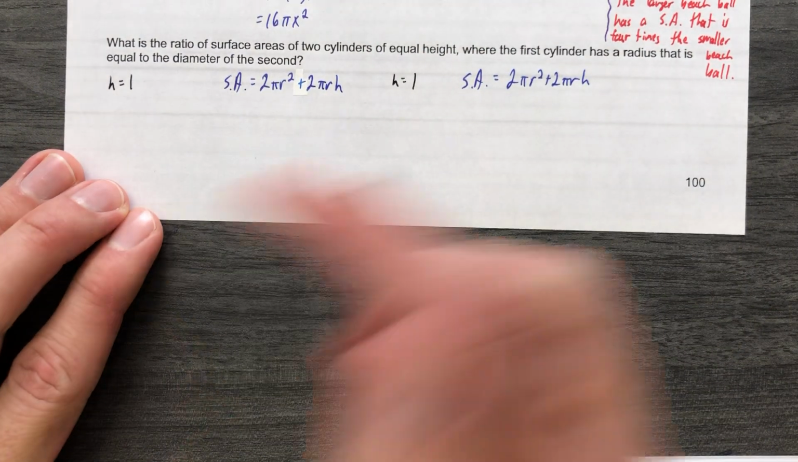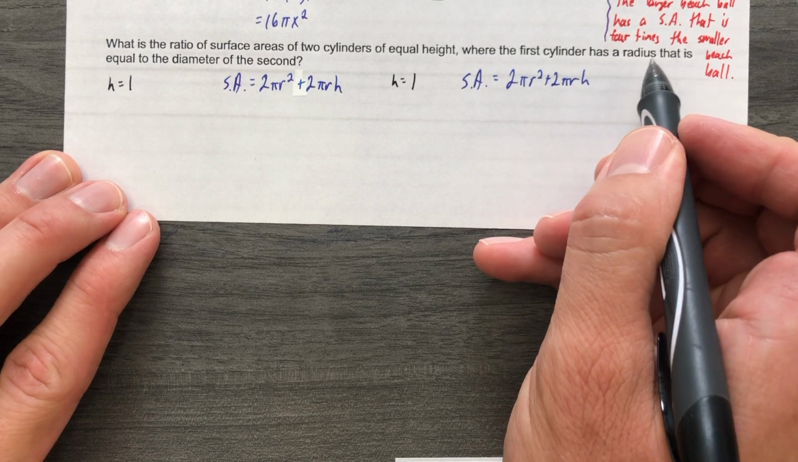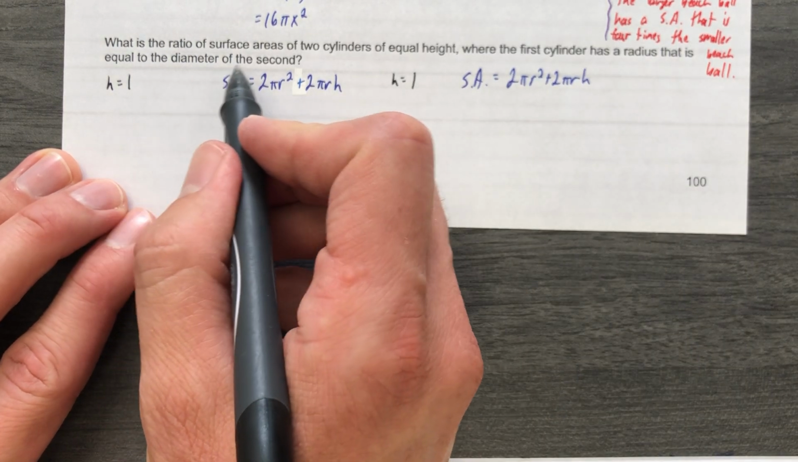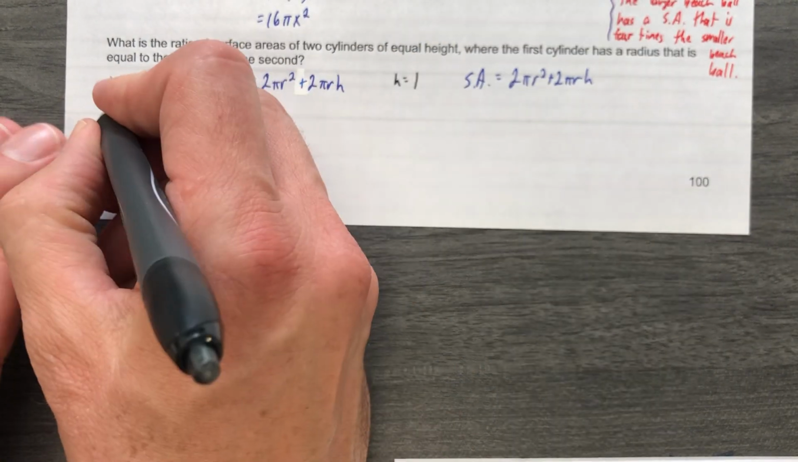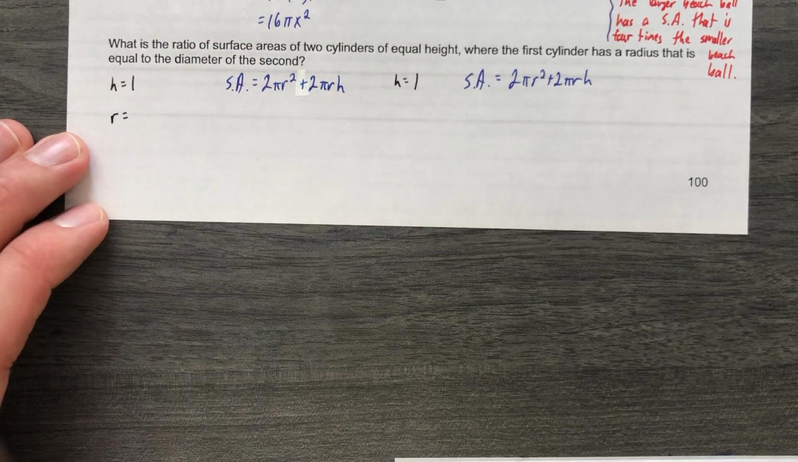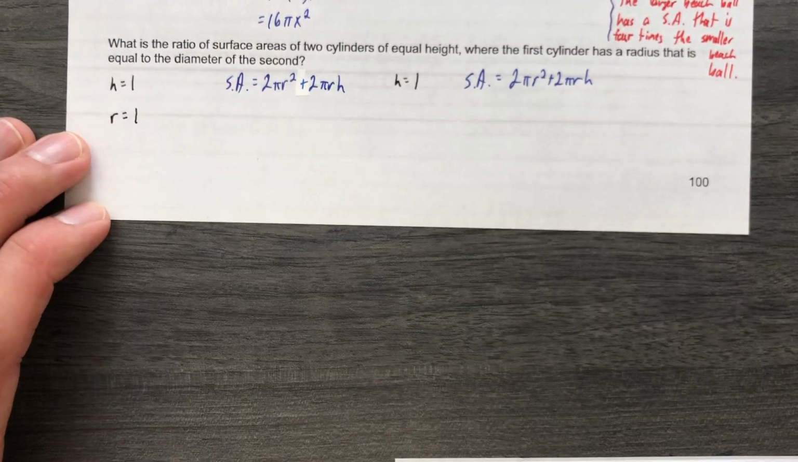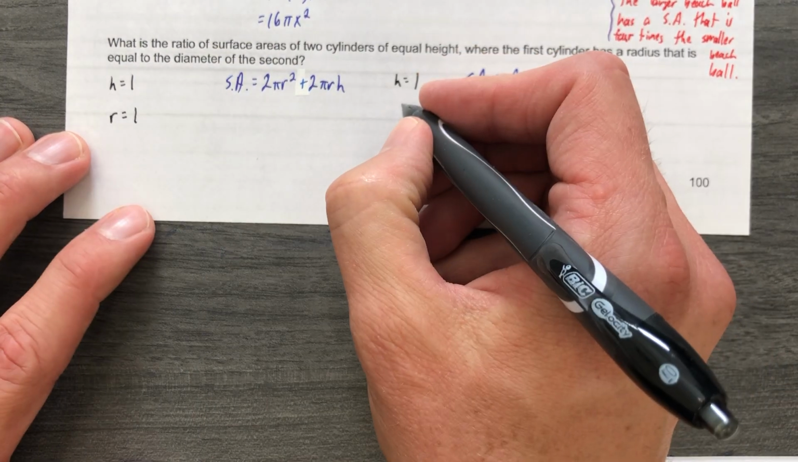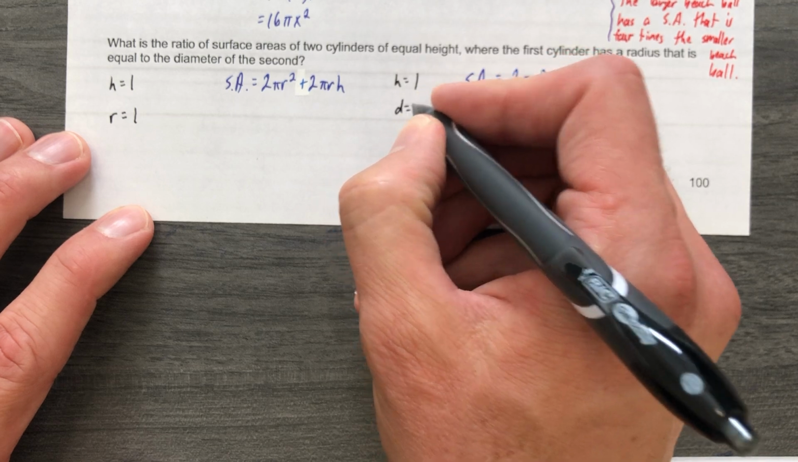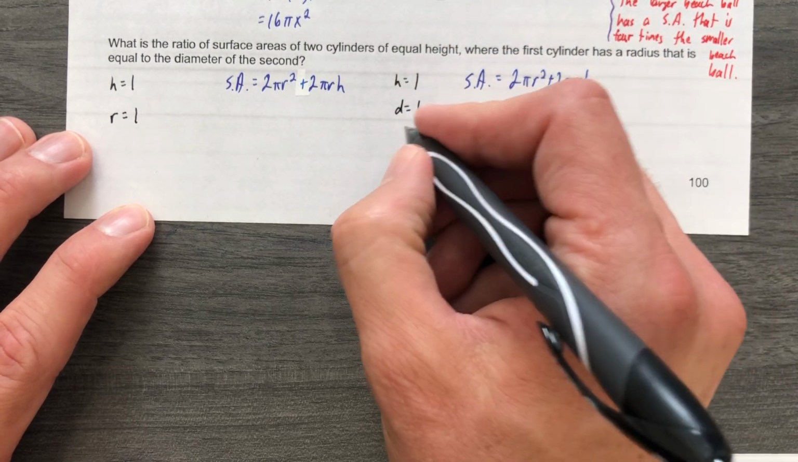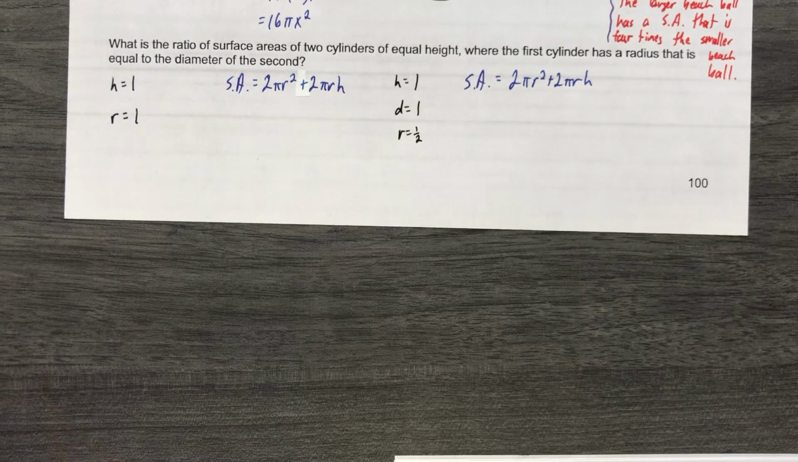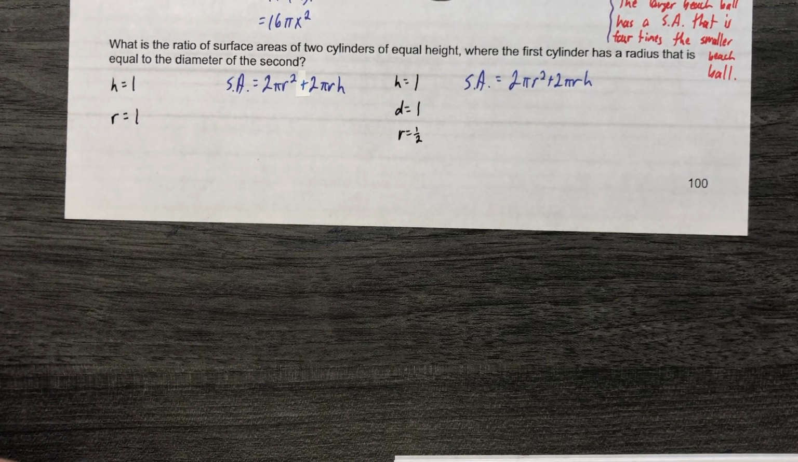Trust me. All right, where the first cylinder has a radius that is equal to the diameter of the second. So we're going to pick a radius over here. Pick whatever you want. Let's pick 1. Pick 1, for real, it's going to work. But now I'm going to come over here and say, in this case, the diameter is 1, so the radius is 1/2. Things are going to get a little tricky with that fraction, but we'll deal with it.